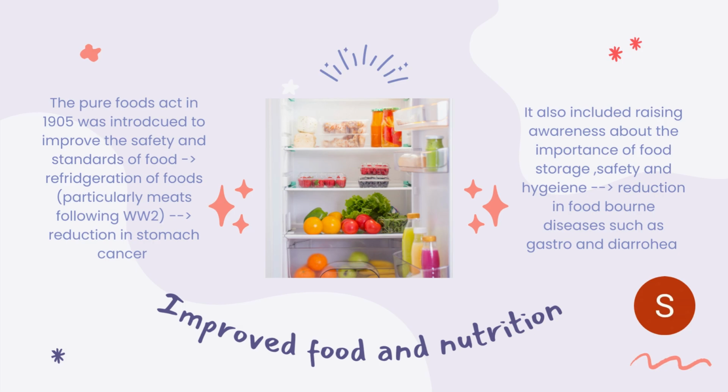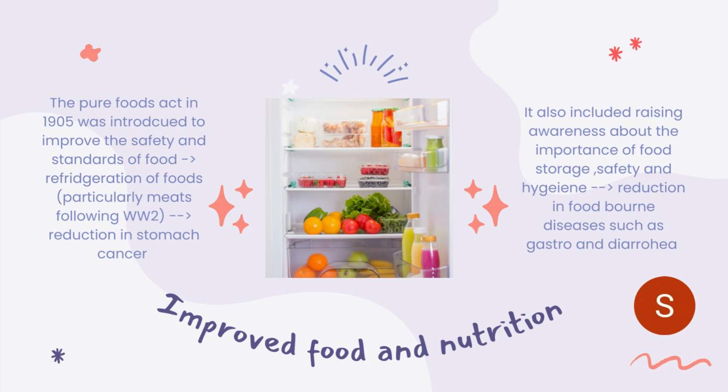So this included the refrigeration of foods, particularly meats. In World War II, there was a rise in stomach cancer because of meat that wasn't being refrigerated. So that was a really big push when this was brought in, and that comes back to the safety and the hygiene of the food as well. And then that led to a reduction in stomach cancer deaths.